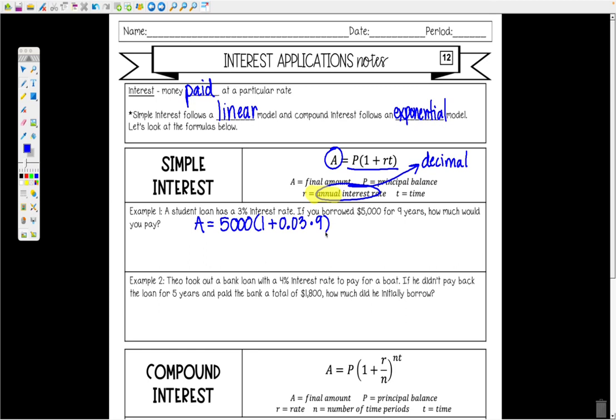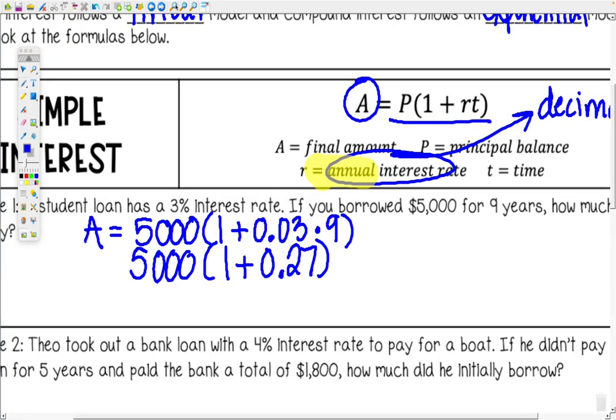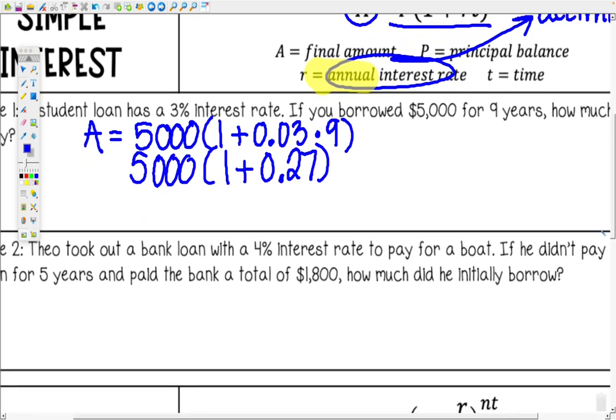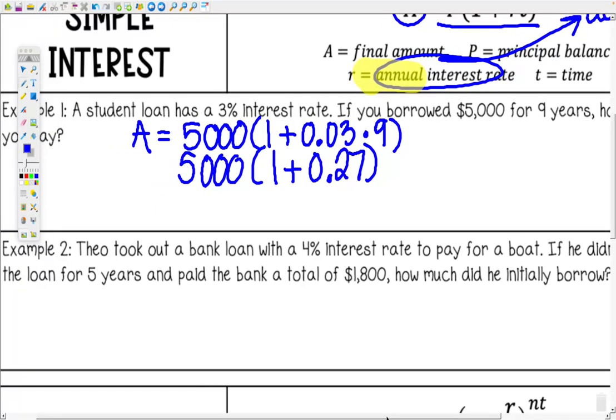All right, so put this in the calculator. You can put the whole thing in the calculator; you don't have to do these 2 steps. I'm going to take 1 plus, and if I multiply that, I get 0.27. Using the order of operations, you would multiply the rate times the time before you add the 1. But if you have a calculator, graphing or even scientific, you can put all of it in at one time. Did you get 6,350? That's right. The total amount paid back was 6,350.